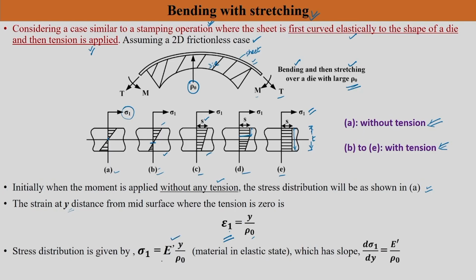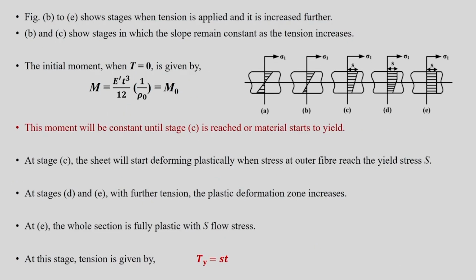And if you want to get the slope of this particular stress distribution, we can get d sigma 1 by dy, which is nothing but E dash by rho naught. The stress distribution is given by sigma 1 equal to E dash y by rho naught. The material is in the elastic state only, which has a slope of d sigma 1 by dy equal to E dash by rho naught. That is done. So, let us go to the next stage.